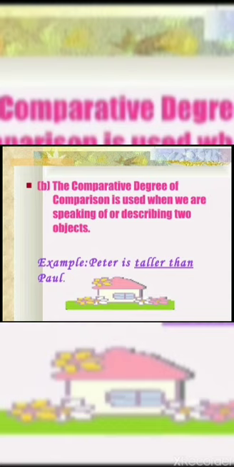The comparative degree of comparison is used when we are speaking of or describing two objects. When we talk about or describe two objects, that degree will be called as comparative degree. For example, Peter is taller than Paul. So here we are talking about two persons. One is taller than the other. Peter is taller than Paul. So taller than will be our comparative degree. We're comparing two persons.